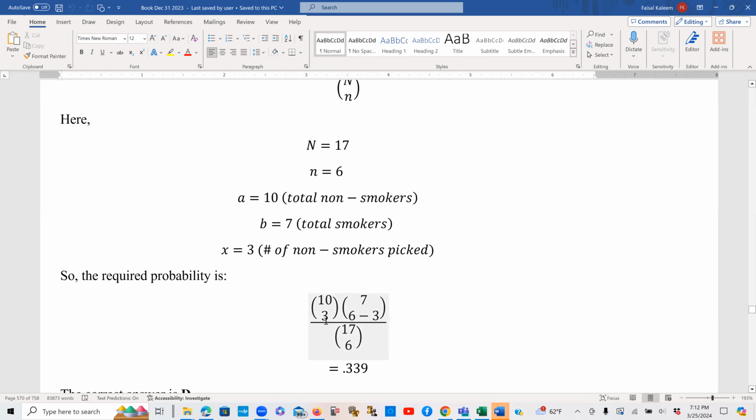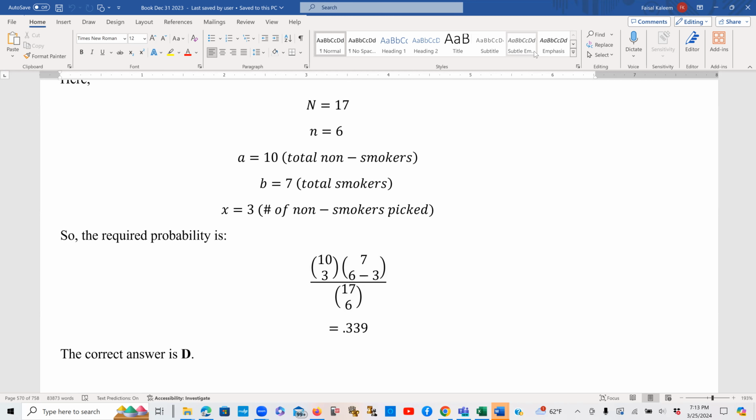So by hypergeometric, 3 non-smokers out of the 10 non-smokers is possible in 10C3 ways. And since there are a total of 6 in the sample, there will be 6 minus 3 smokers out of the 7 smokers. So that happens in 7C(6-3) ways. And we divide it by 17C6 because we are selecting a sample of 6 from a total of 17 available. And this gives us 0.339. That is choice D.